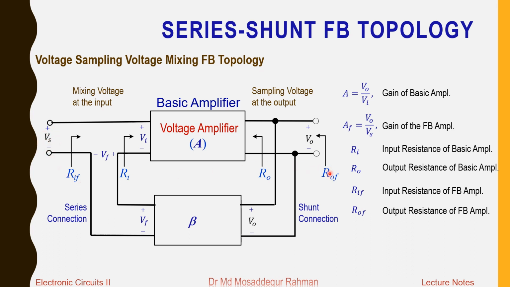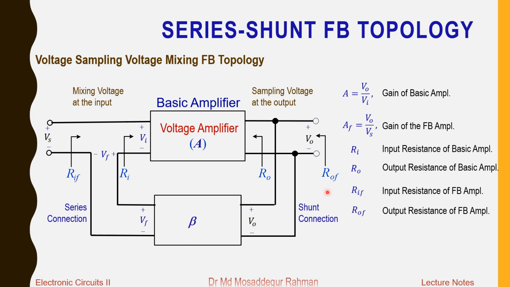And the ROF, the output resistance of the feedback amplifier, is the resistance seen from here, which includes the feedback network. That's why this is the output resistance with feedback, and this is the actual output resistance that will be seen by the load. The load will be connected at this point.